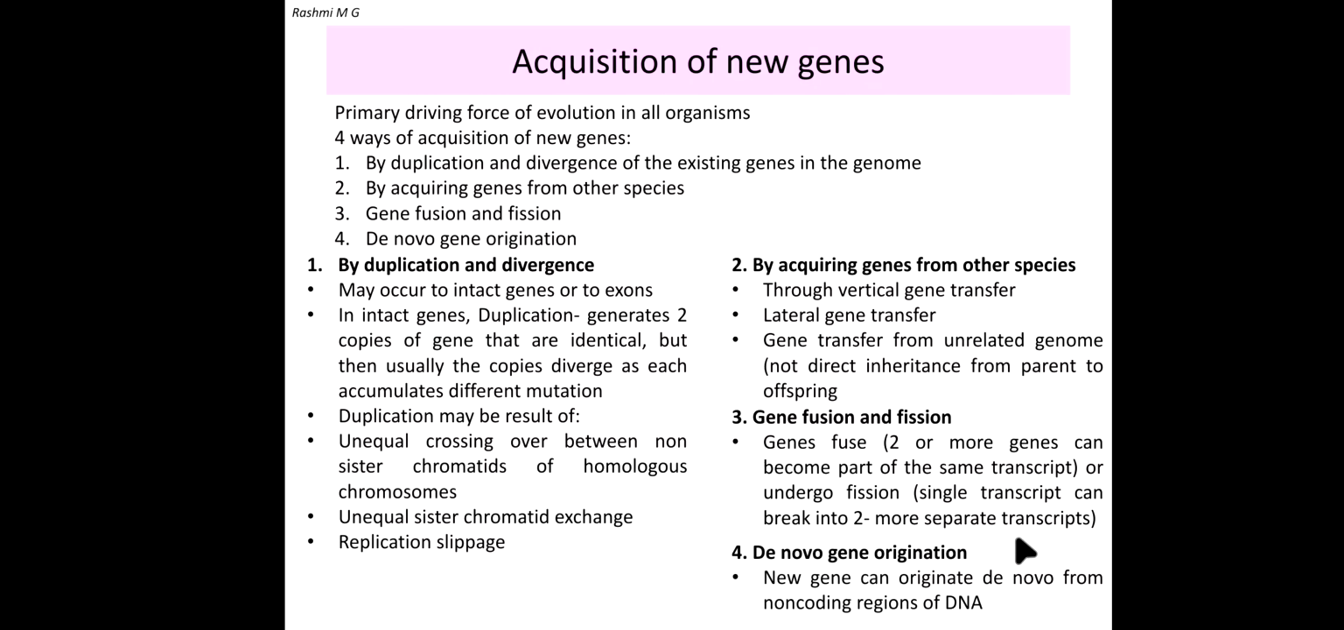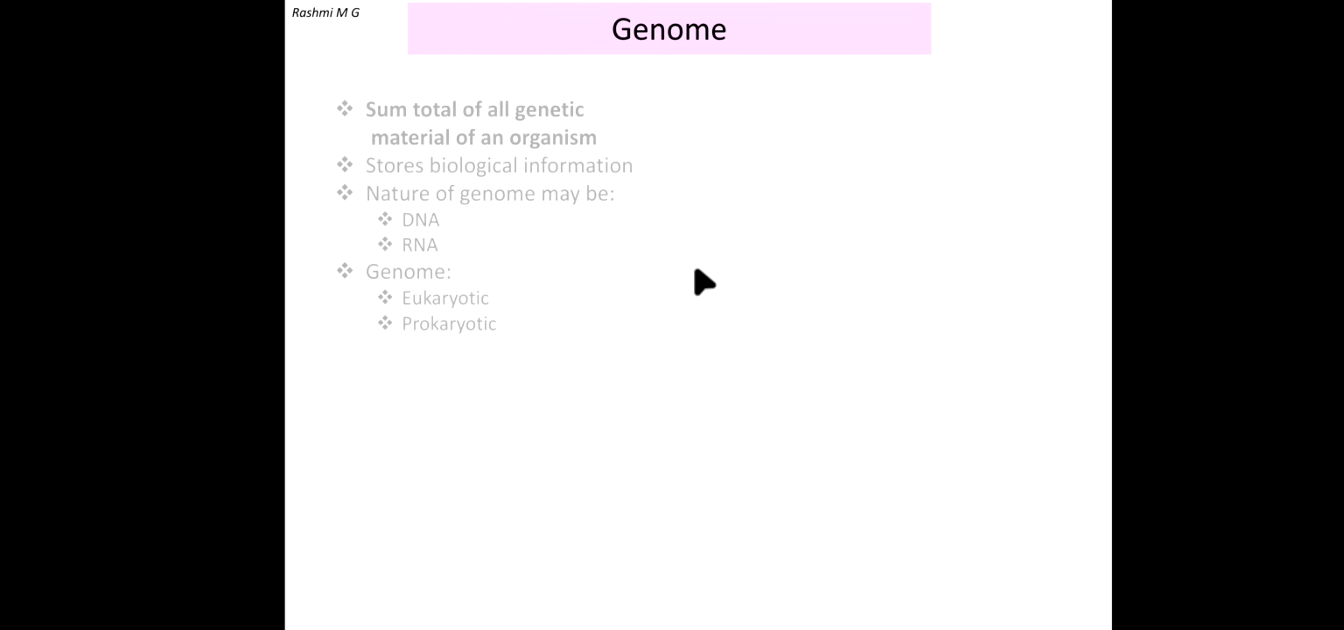The last one is de novo gene origination. A new gene can originate de novo from the non-coding regions of DNA, meaning regions such as introns. So these are the different processes through which acquisition of new genes happens.